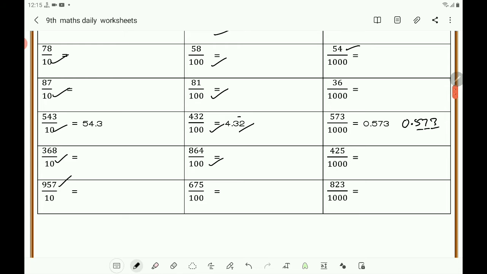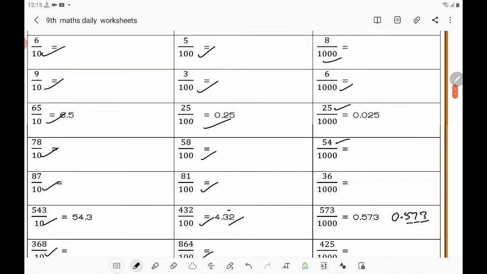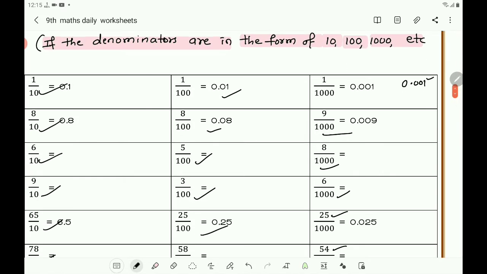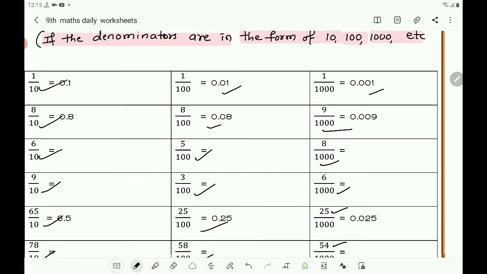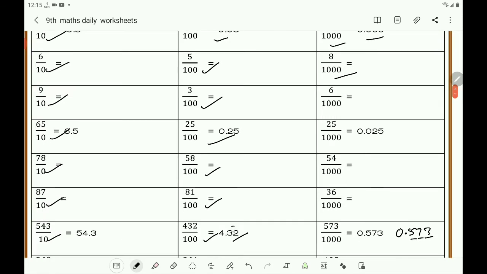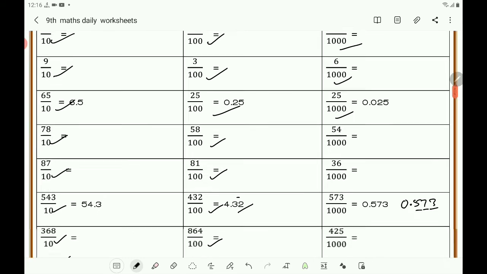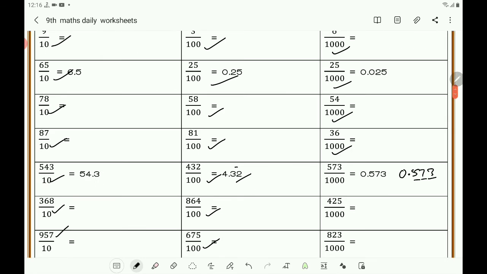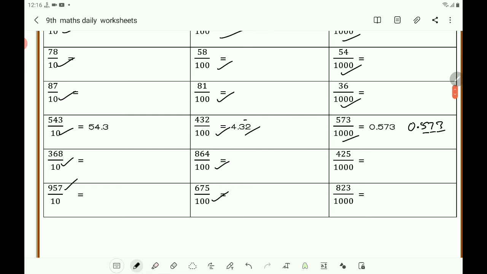You write 864 by 100, 675 by 100. Third column, you take 1 by 1000, 0.001. Next you take 9 by 1000, that is converted to 0.009. Next 8 by 1000, 6 by 1000, 25 by 1000, 54 by 1000, 36 by 1000, 573 by 1000, that is converted to 0.573, 425 by 1000, 823 by 1000.